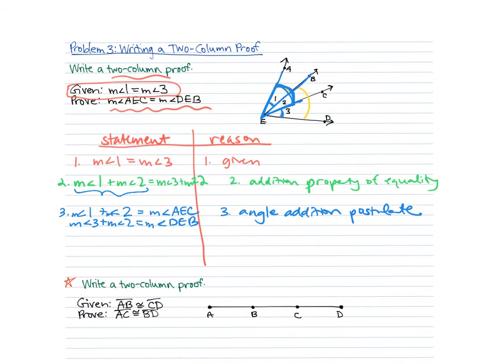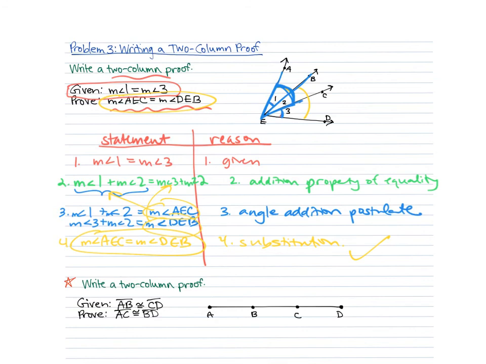Okay, and then since this equals this and this equals this, we can just substitute those in. So the measure of angle AEC equals the measure of angle DEB, and we know that because of substitution. And that is what we're trying to prove. So as soon as that's our last move, we're done. That's our proof.